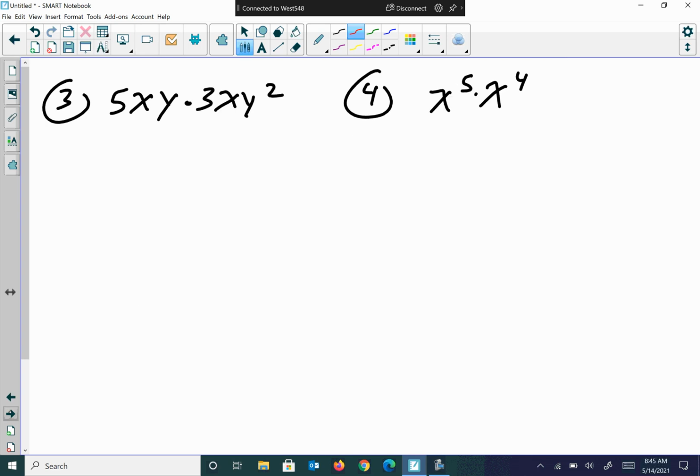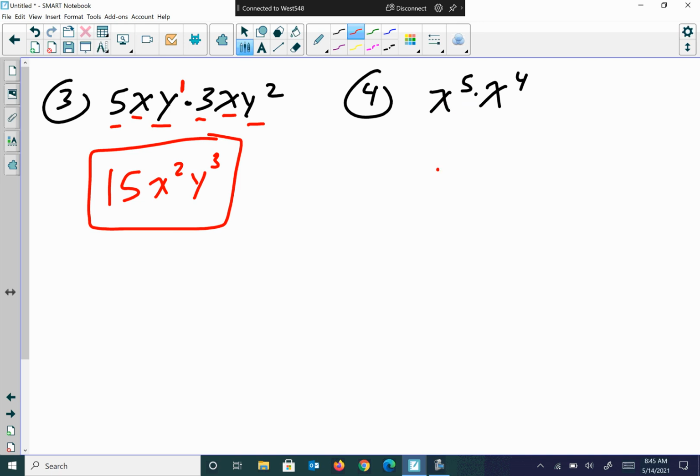All right, next problem. We're going to multiply the 5 and the 3 first, so I get 15. The x and the x, that's going to give me x to the second. And then if I combine the y's, what do I get? Is that to the first? So it goes to the third, yeah.